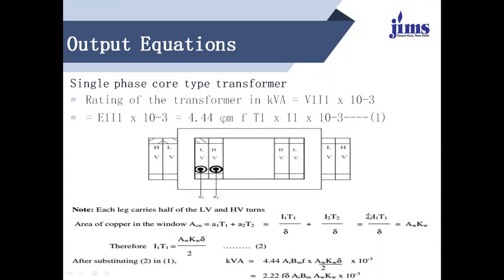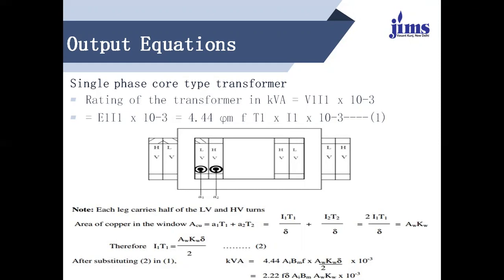The area of copper in the window is A1 T1 plus A2 T2. So it comes out to I1 T1 upon delta plus I2 T2 upon delta. So twice I1 T1 upon delta is equal to Aw into Kw, because we know that the value of I1 T1 is equal to I2 T2. That is the basic assumption we make for the transformer. Therefore I1 T1 equals Aw Kw delta upon 2.